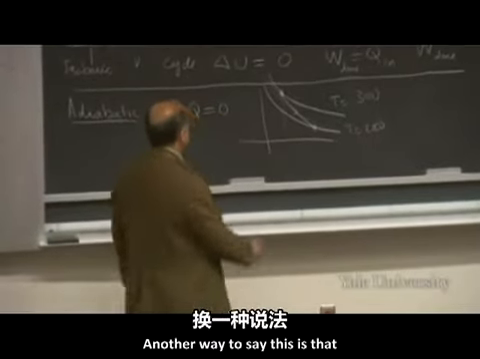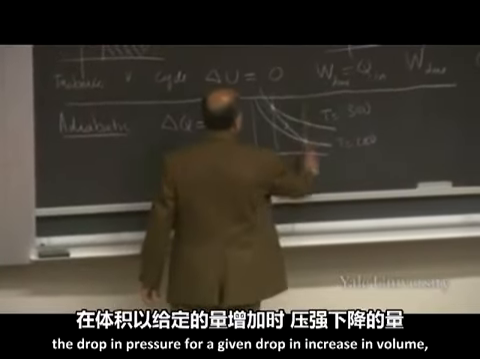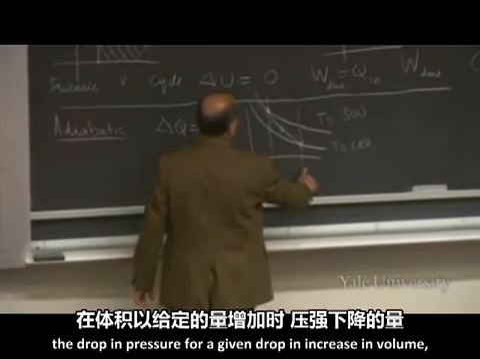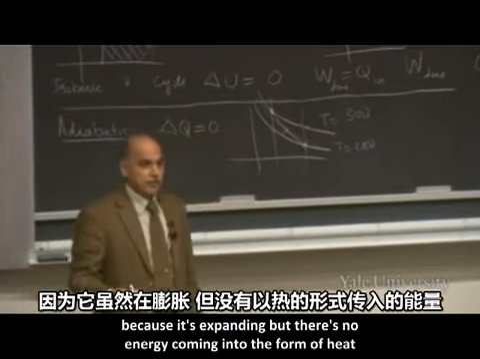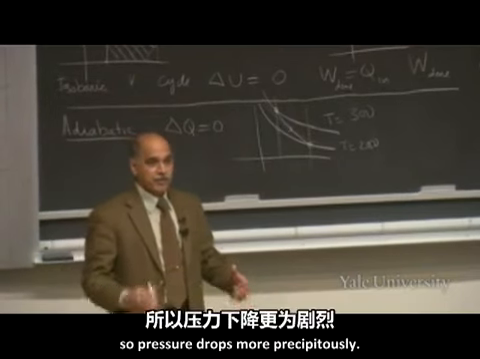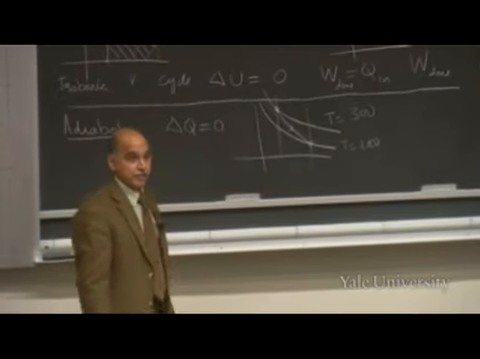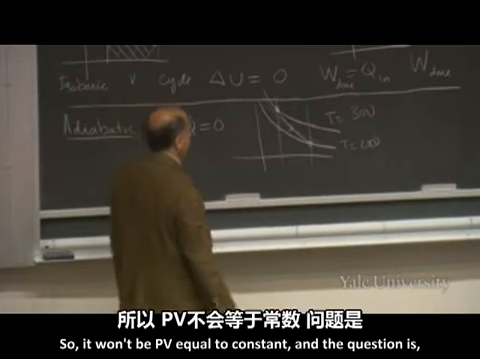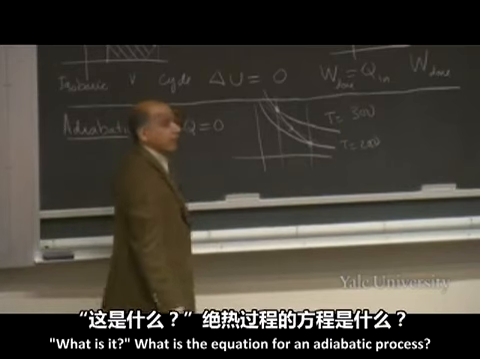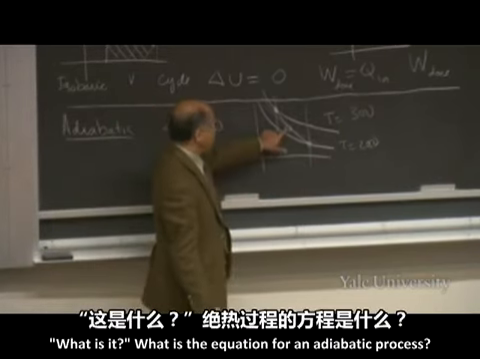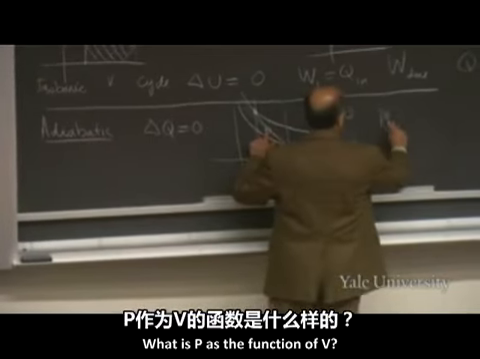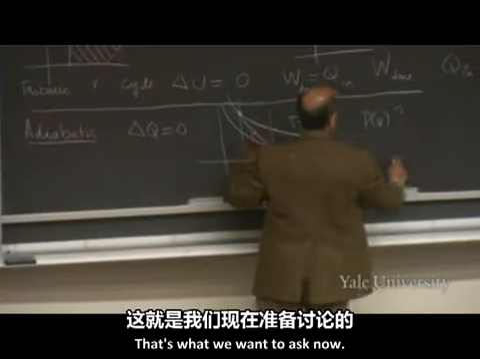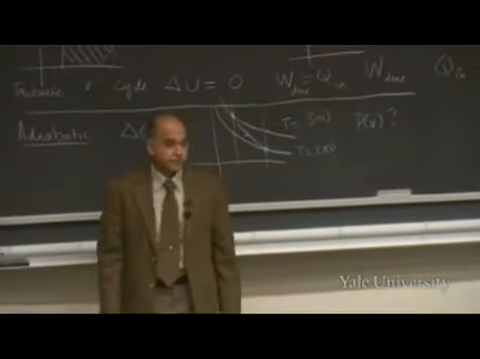Another way to say this is that the drop in pressure for a given increase in volume will be more precipitous for adiabatic, because it's expanding, but there's no energy coming in the form of heat, so the pressure drops more precipitously. So it won't be PV equal to constant. And the question is, what is it? What is the equation for an adiabatic process? What is P as a function of V? That's what we want to ask now.